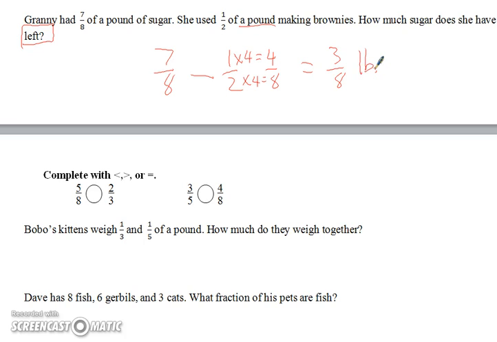Complete with greater than, less than. The easiest way to compare these is to get the denominator the same, so I'm cross multiplying, butterfly again. 8 times 3 is 24.